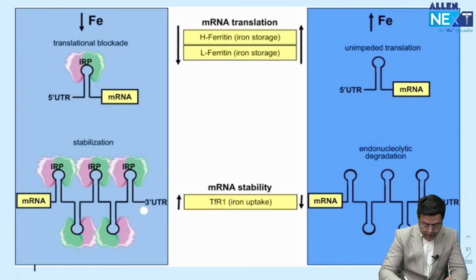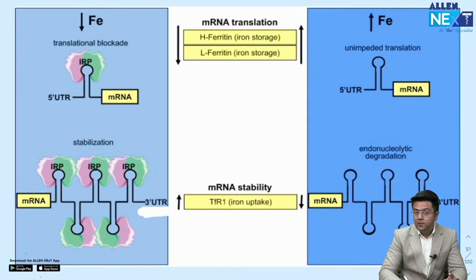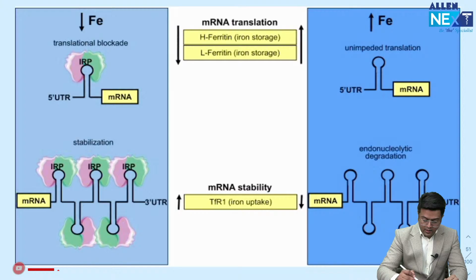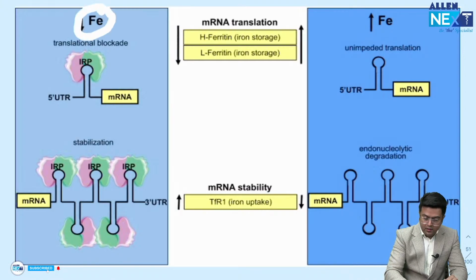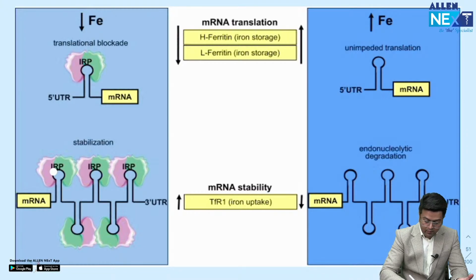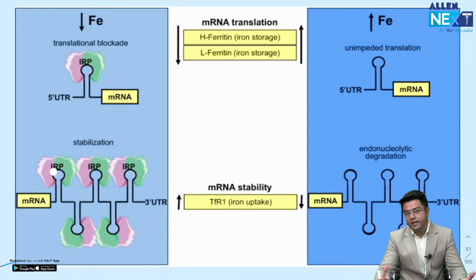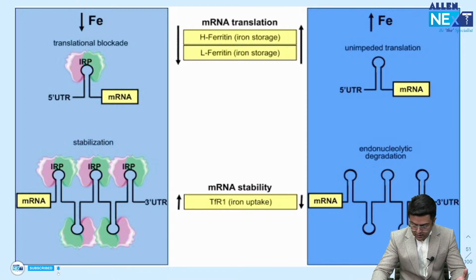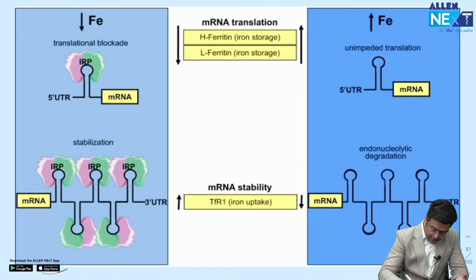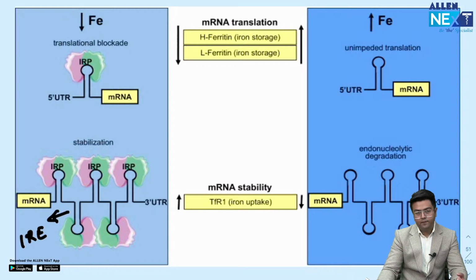Now guys, in the transferrin, first of all, remember that the 3' UTR has some stem loops like as shown in the figure. So if there is no iron, the IRP is not bound to the iron, so it will bind at these stem loop sequences, which are also called IRE, iron regulatory elements, right? I can name them as iron regulatory elements.